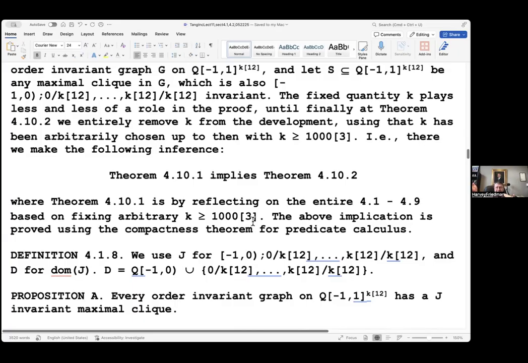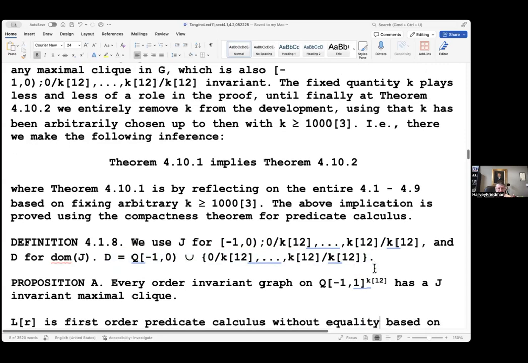And then we say, okay, compactness, we can get rid of the K, because the K becomes internal in there. Okay, so we can do that. Now, we let J be this function, and we let D be the domain of J. D is actually this. This is important. This is this set here.